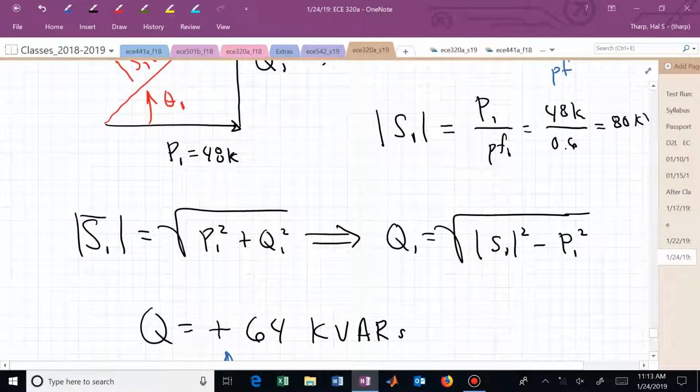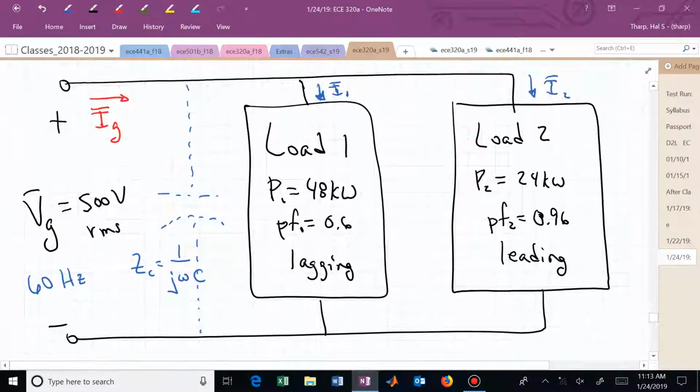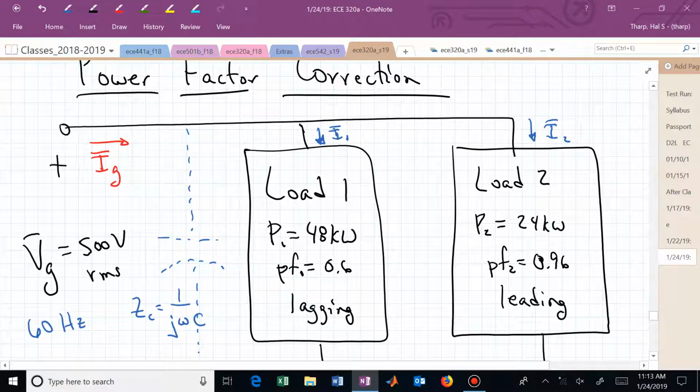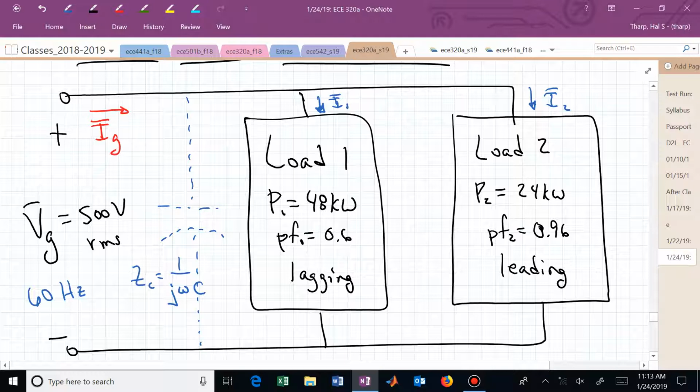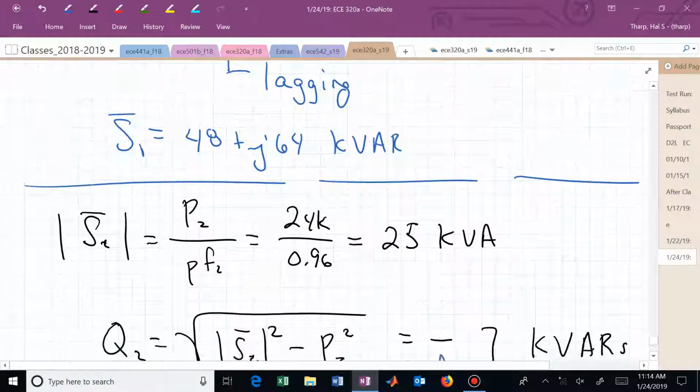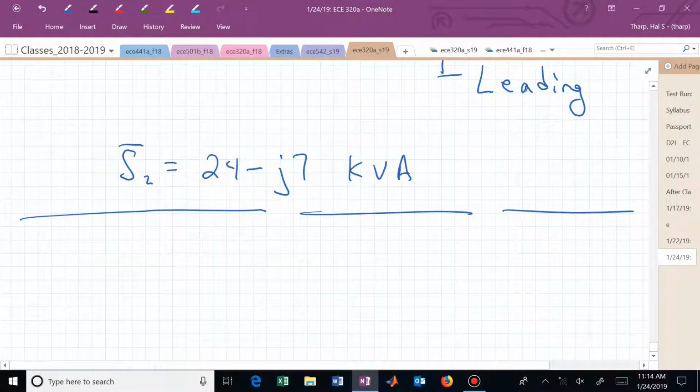Now what? Well, now we actually have a lot of useful information. We now can find the total complex power associated with just load 1 and load 2. It doesn't matter how they're interconnected. In this case, they're connected in parallel. They could have been connected in series. We can find their total complex power by simply adding the complex powers of load 1 and load 2.